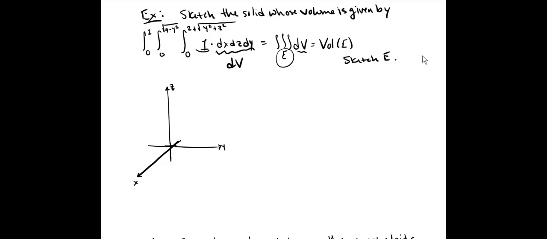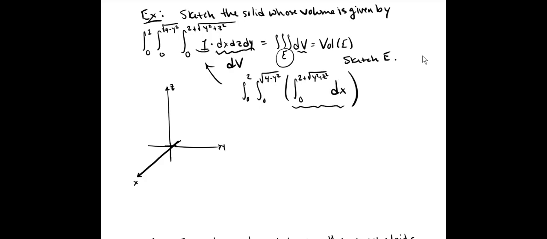So let's look at this. Let's take a look at this integral here. We have 0 to 2, 0 to the square root of 4 minus y squared. And then remember, we want to think of that inner integral as being inside of a double integral over the footprint of this solid region E. So I'm going to think of this inner integral separate from the outer two integrations that make a double integral.